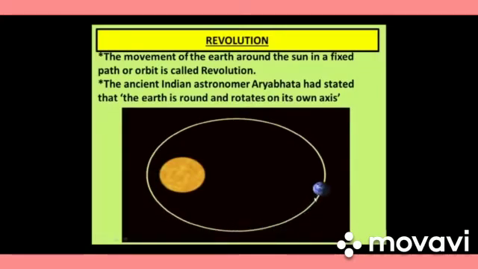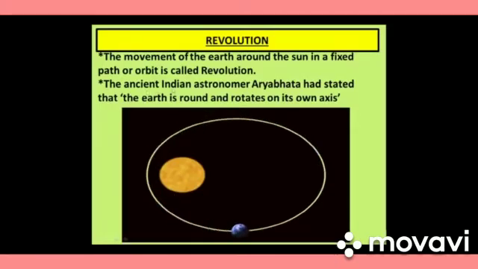Now see, along with revolving, this planet also rotates. So it is doing two movements at a time, rotating and revolving. Rotating takes less time and revolving takes a long time, right?